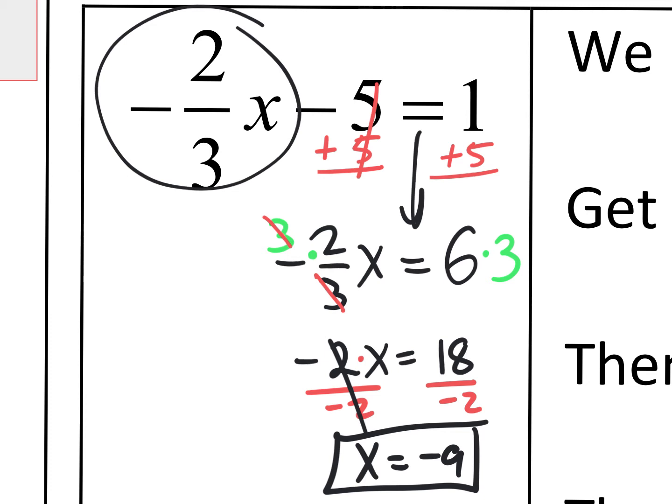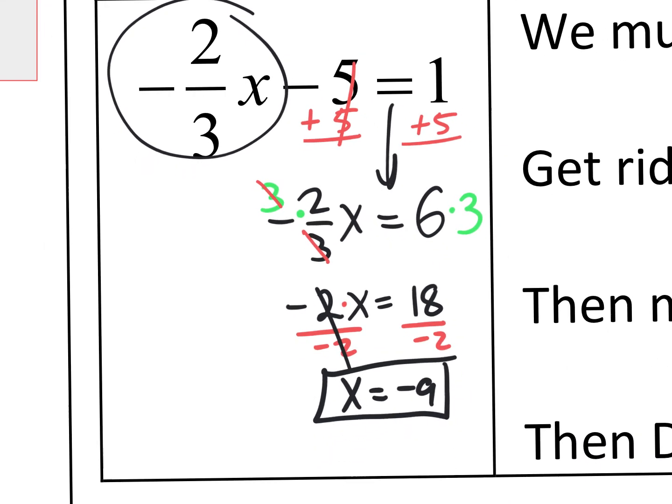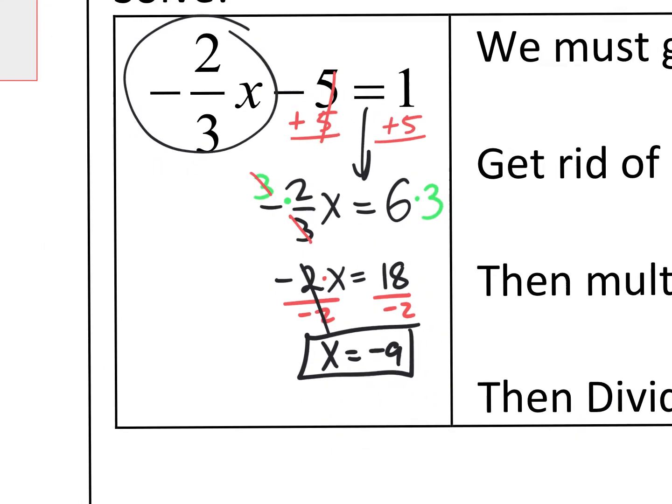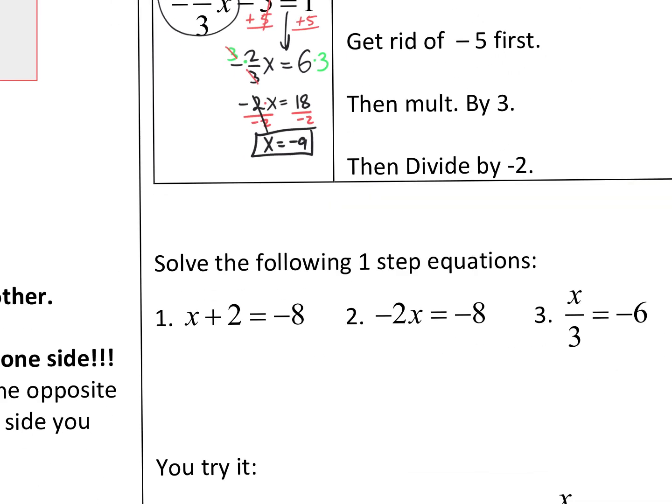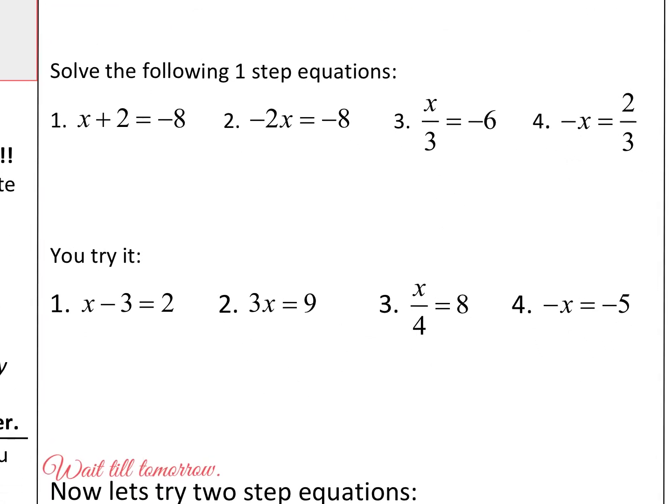Now, this was a multi-step problem. And if you understand it, that's great. But you don't have to worry about that today. Today, we're focusing in on one-step problems, maybe two. But this was a total of 3 steps. We're going to wait for that till tomorrow. Right now, we're going to have like these types of questions, 1 through 4.